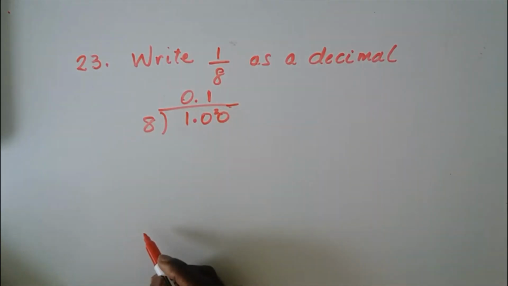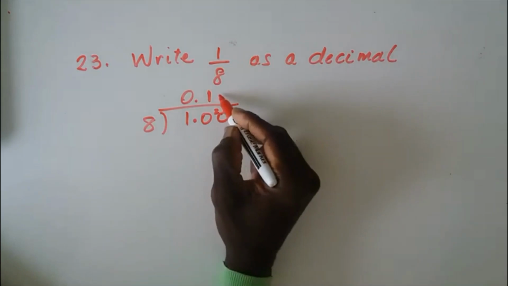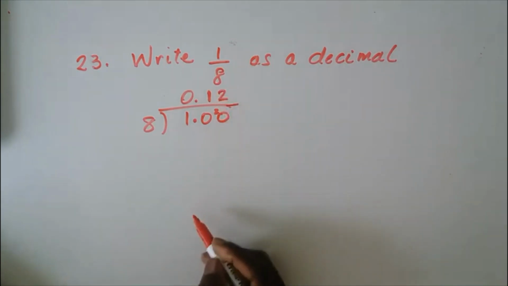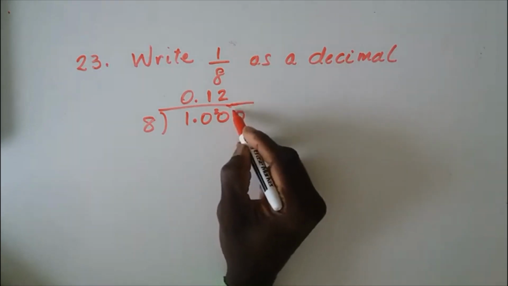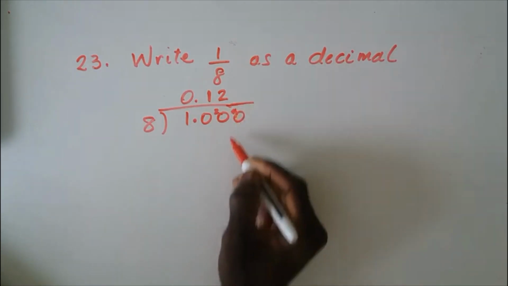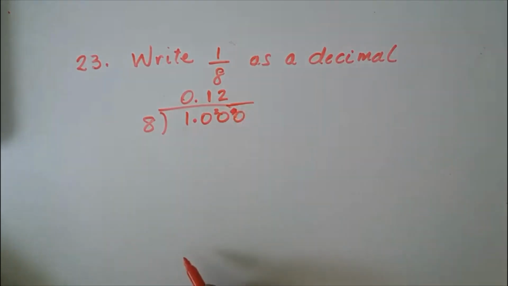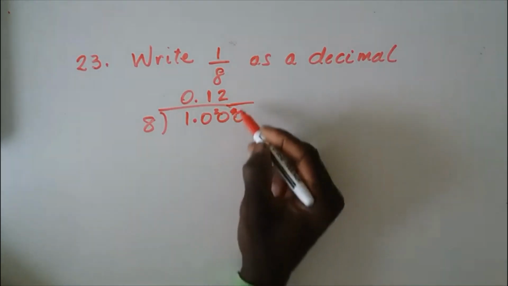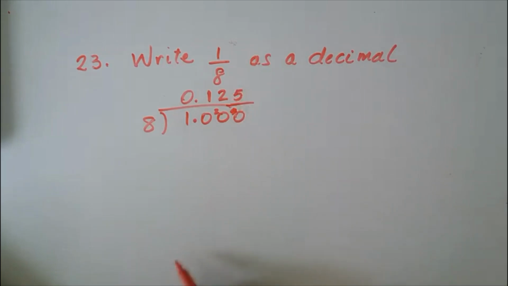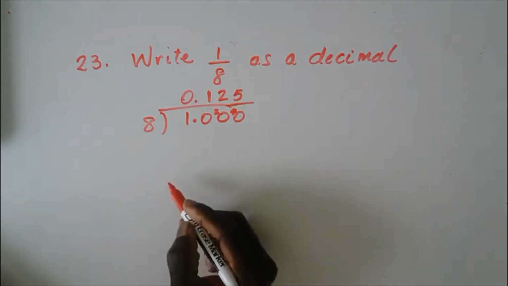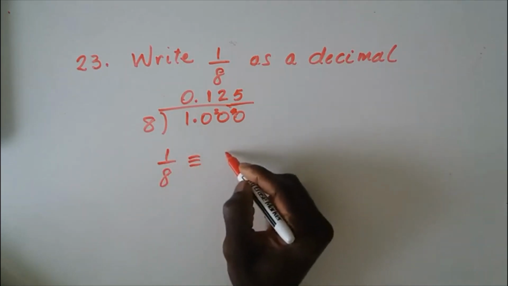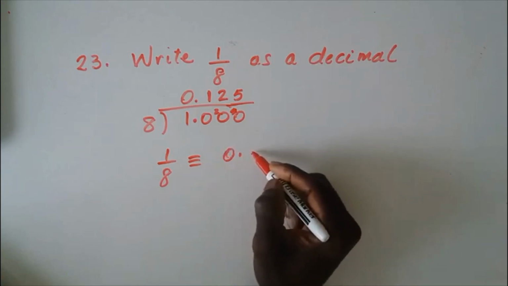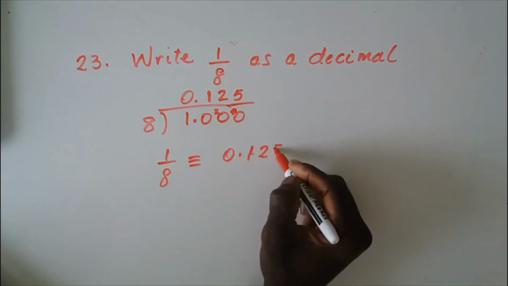How many 8s are there in 16? There are 2. 8 twos are 16, and we have a remainder of 4. We add another 0, and we put the 4 just above here. How many 8s are there in 40? 8 fives are 40. We have no remainders. So 1/8 as a decimal is equivalent to 0.125.